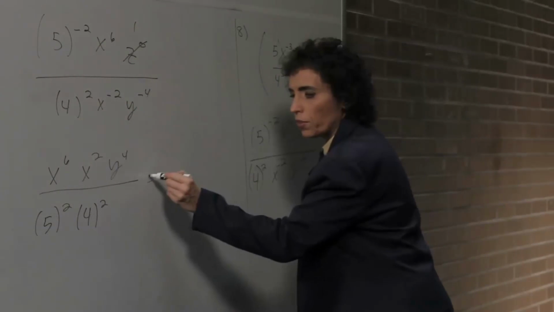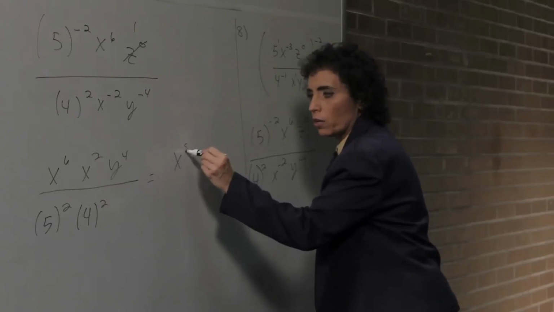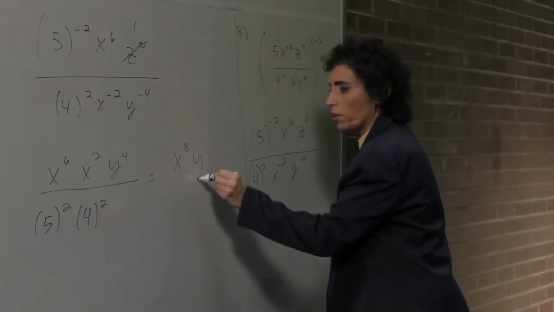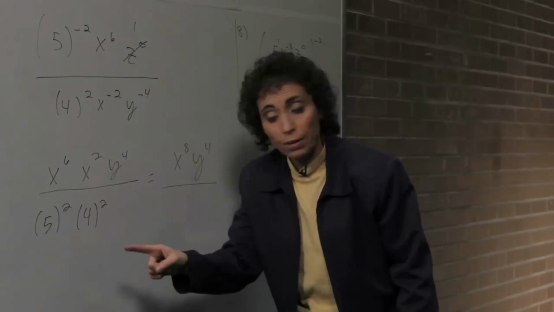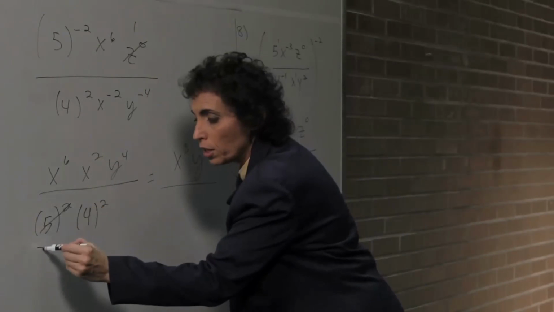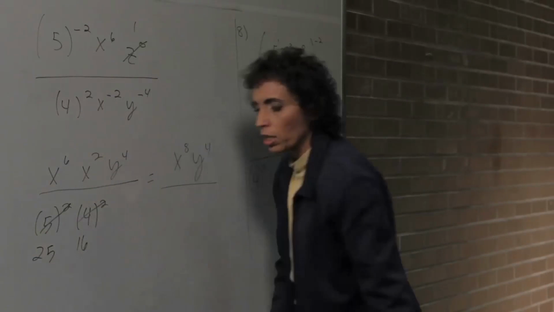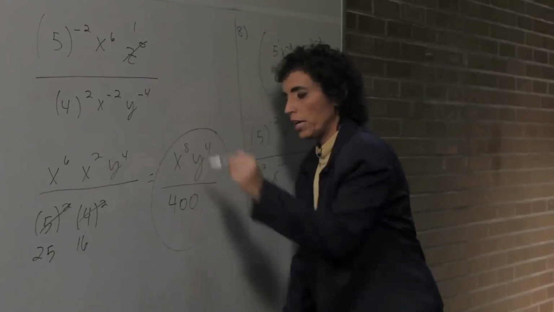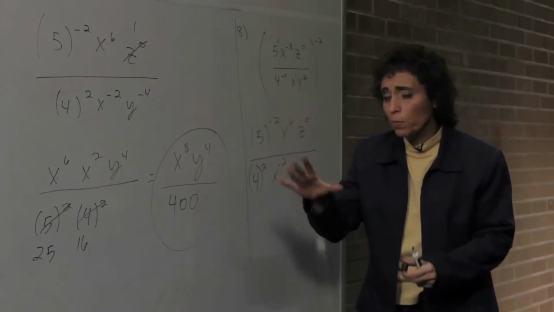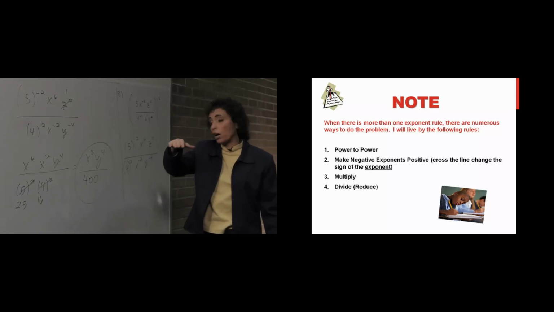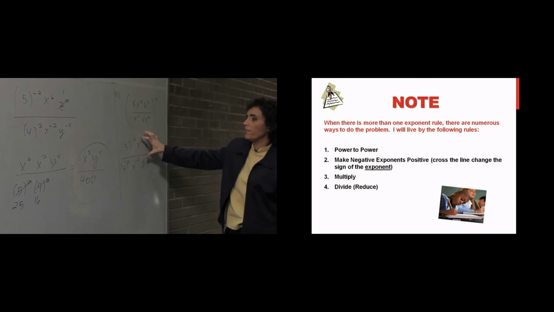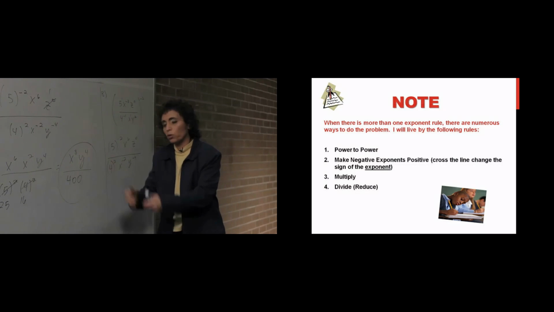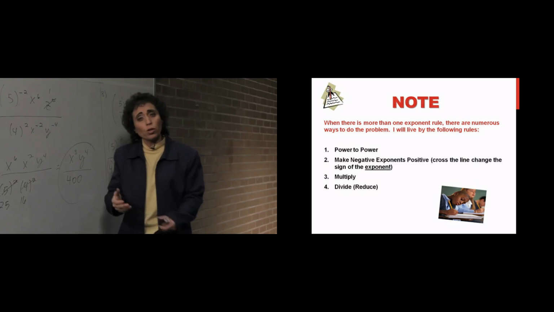Okay, now, on the top, I have x to the 8th. Where did I get 8? Keep the base, add the exponents because I'm multiplying. Y to the 4th. And now here, the bases do not match. I'm going to need order of operation. This is 25 times 16. 25 times 16 is 400. And that's it. X to the 8th, y to the 4th, over 400. Not the only way to do the problem, but I'm going to follow those steps on that other slide, which is power to power, make negative exponents positive, multiply, and reduce if I can. I couldn't reduce here, but if I could, I would right there at that step. And that's it. If you follow those steps, you really can't go wrong.